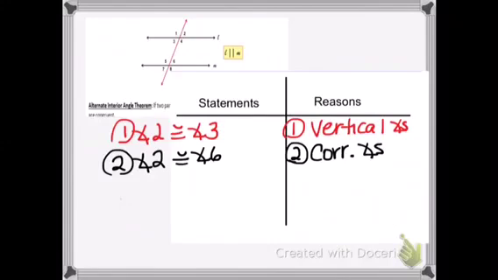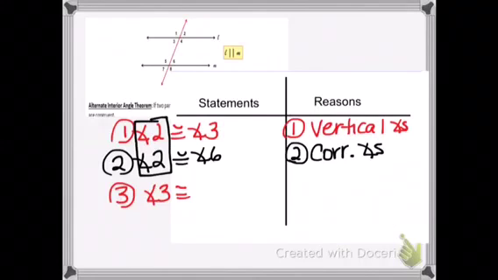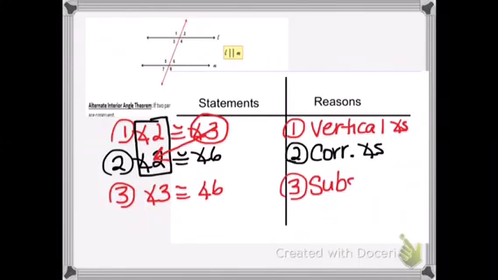So now, if I know that angle 2 is congruent to angle 3, and angle 2 is also congruent to angle 6, I can say in my next statement that angle 3 is going to be congruent to angle 6. Because what I'm doing is taking this angle 3 and I'm substituting it in for that angle 2. So the reason would be substitution. Therefore, since I've proven that angle 3 is congruent to angle 6, I've proven that the alternate interior angles are congruent because 3 and 6 are alternate interior angles.